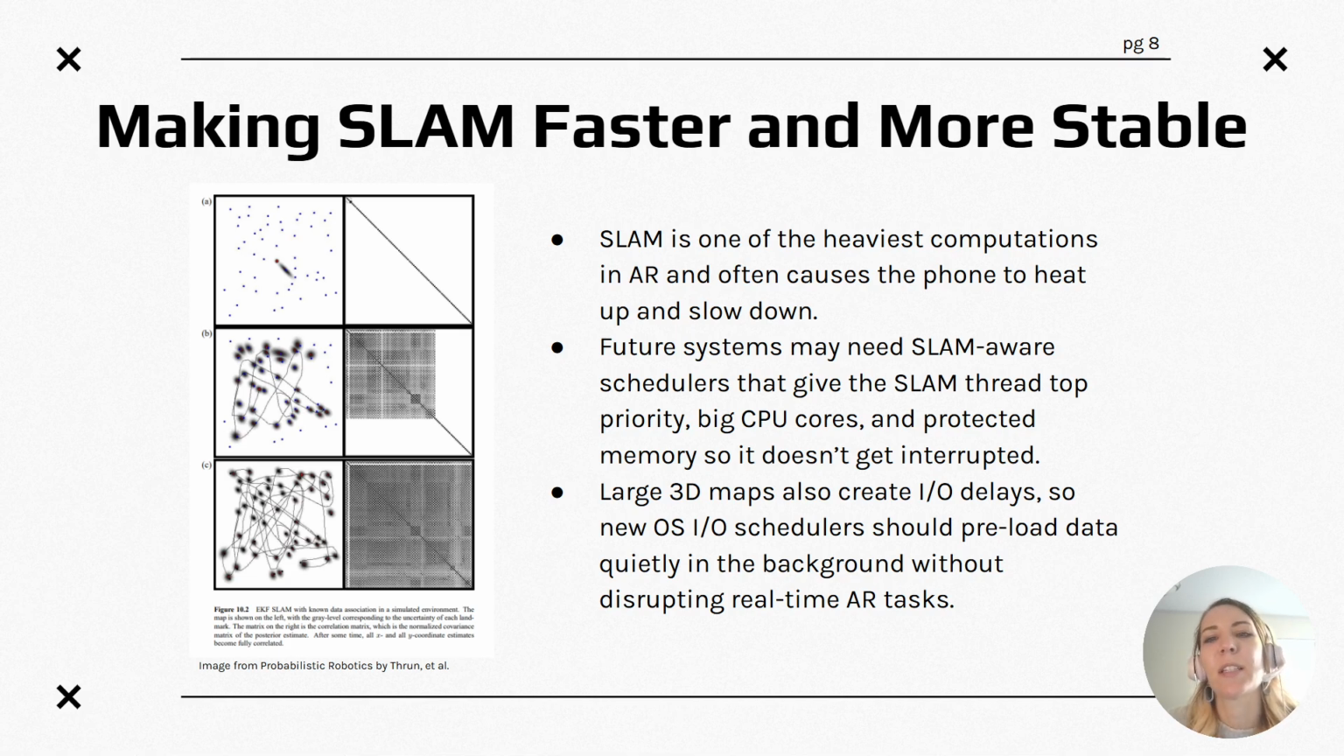SLAM is usually the heaviest computation in the AR stack. It often runs on big CPU cores and heats the device. So giving SLAM threads guaranteed access to those cores and protected memory can prevent preemption. Large 3D maps also create input-output delays too. So prefetching and background streaming are essential. Future schedulers might need some specific rules.